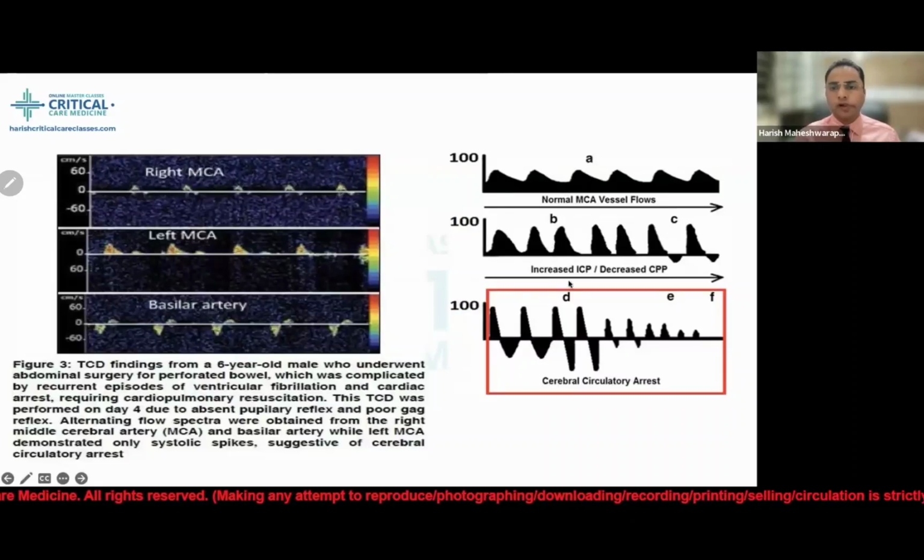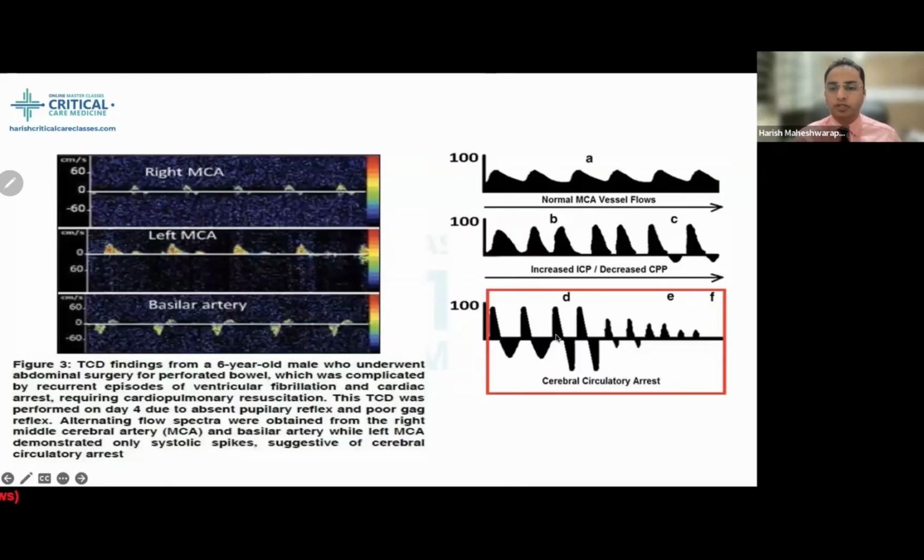Increased ICP with a decreased perfusion pressure. So there is almost absence, near absence, of the diastolic flow. Somewhere it is reversed also. Cerebral circulatory arrest, so obviously reverberating. End diastolic velocity waveforms below the baseline, that we call a reverberating waveform.